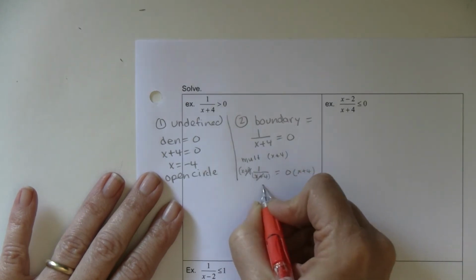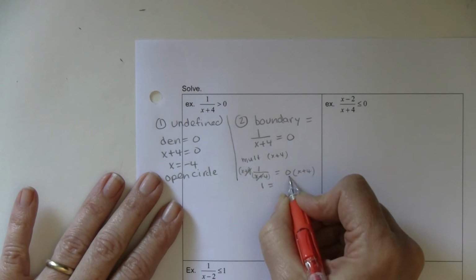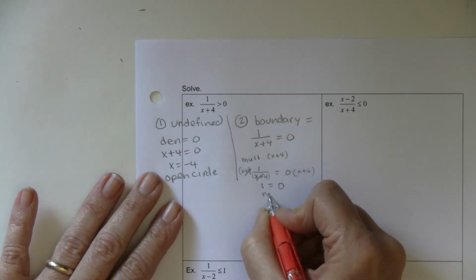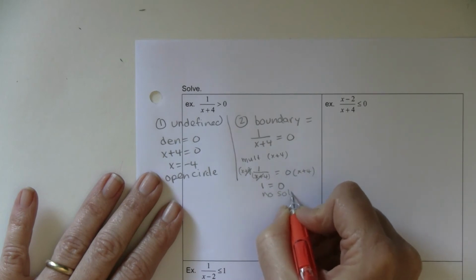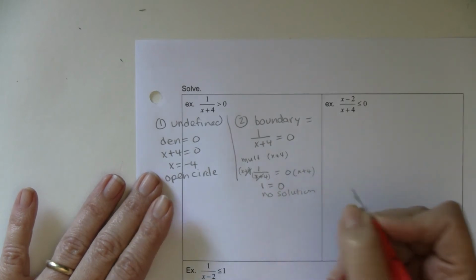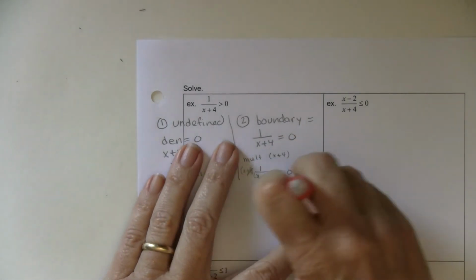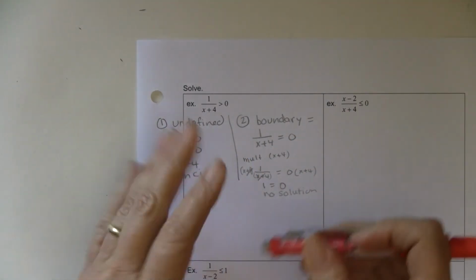So on this side, I get 1. And on that side, 0 times x plus 4 is 0. So this doesn't give any solution. 1 is not equal to 0. So I'm not going to have anything I get to put on my number line from the boundary, no boundary point. It doesn't mean that there's no solution to the whole problem. So maybe I should say no boundary point.